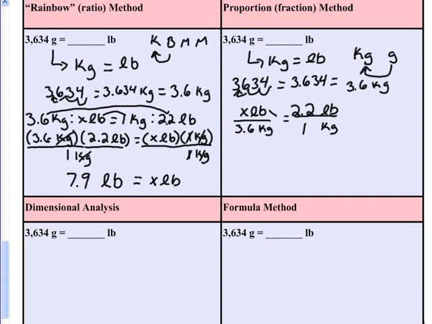We then will perform cross multiplication to solve for x. We will multiply x pounds times 1 kilogram and set that equal to 3.6 kilograms times 2.2 pounds. In order to get our x by itself, we must divide both sides by 1 kilogram.